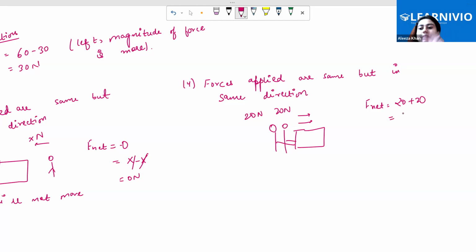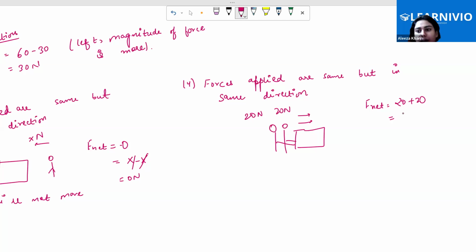What if the force is acting in the opposite direction? It will be subtracted. What will happen if the magnitude is the same? It will come out to be 0 and the box will not move. And what if the magnitude is different? So the box, or the object, will move in the direction where the greater force is applied.